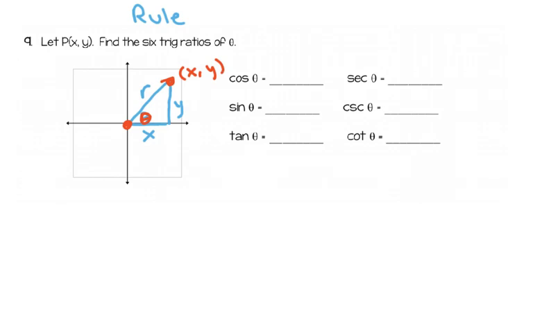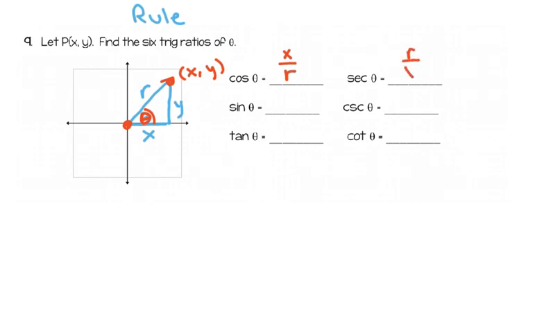Okay, in that situation, if theta is my angle of reference, the cosine is adjacent over hypotenuse, so that would be x over r. Using that model, can you fill in the rest of the 5 questions? Pause the video and see if you can fill in the rest of the 5.